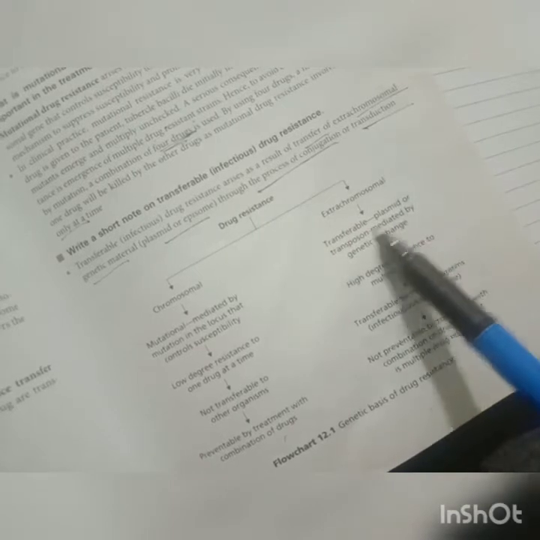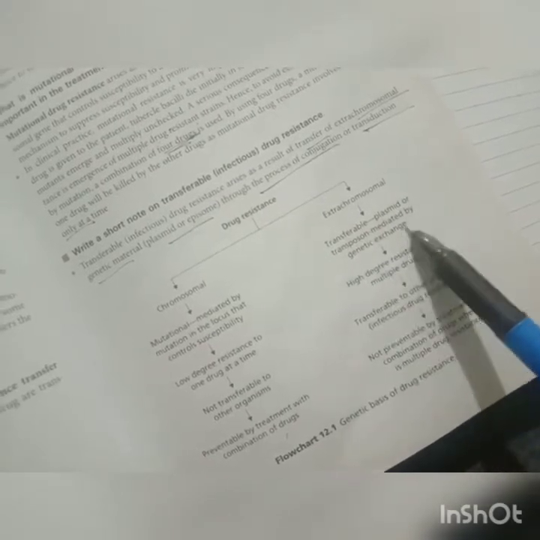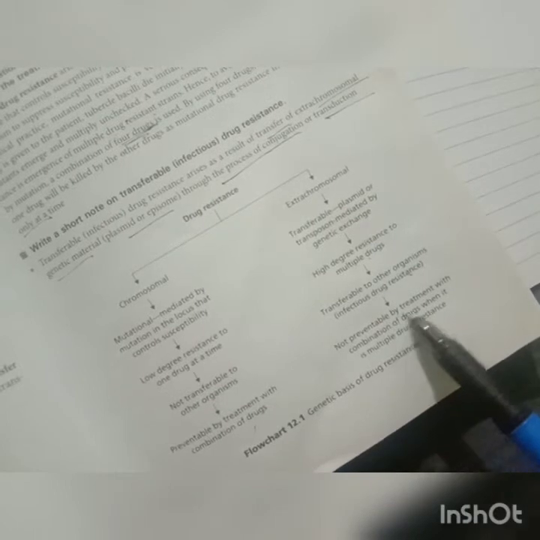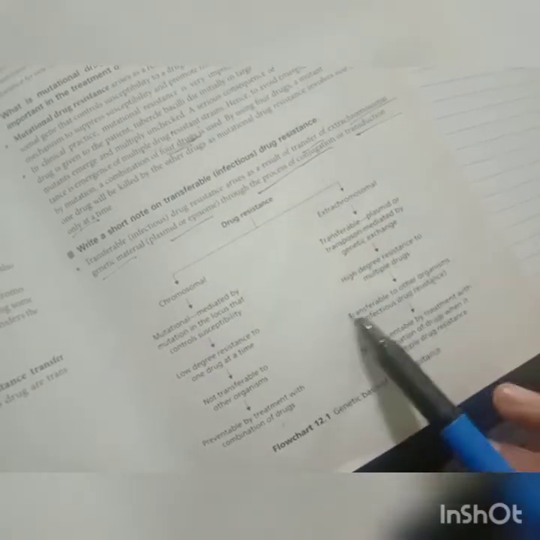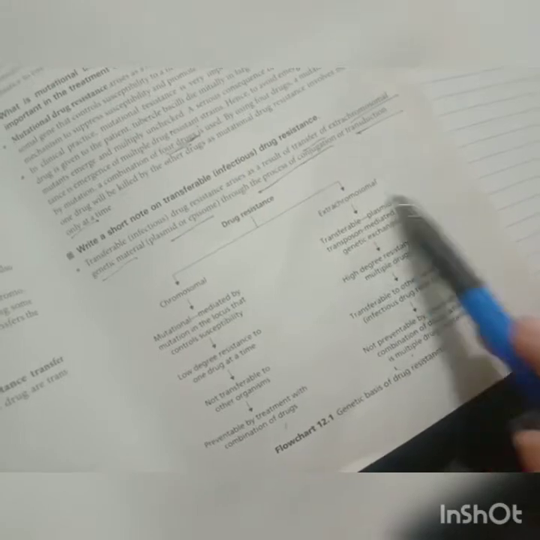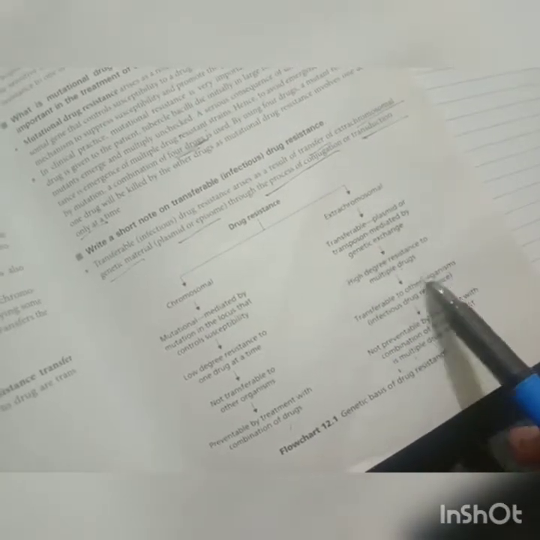So this is chromosomal, but extrachromosomal is somewhat dangerous, because it involves a transferable plasmid or transposon mediated genetic exchange, with high-degree resistance to multiple drugs, transferable to other organisms, infectious drug resistance, not preventable by treatment with a combination of drugs, because whatever the drug, it is resistant. It is multiple drug resistant and also transferable. As it is genetically transferable, it is more dangerous, but chromosomal resistance is because of mutation, so it is curable by using multiple drugs. So this is about that.